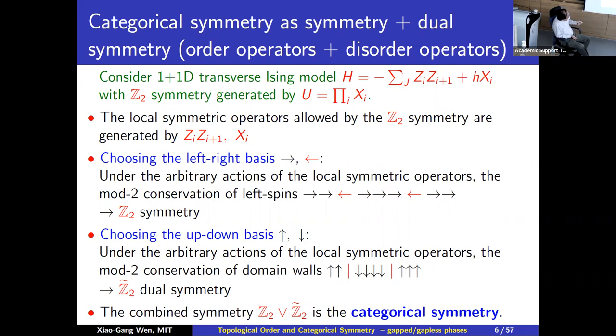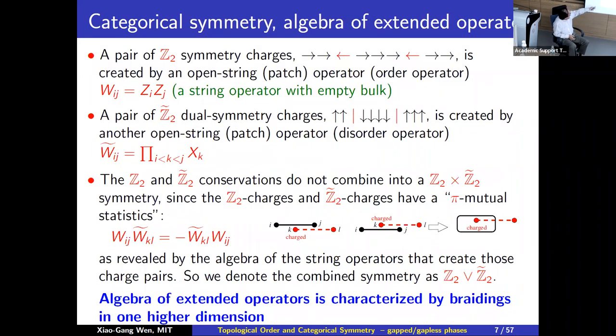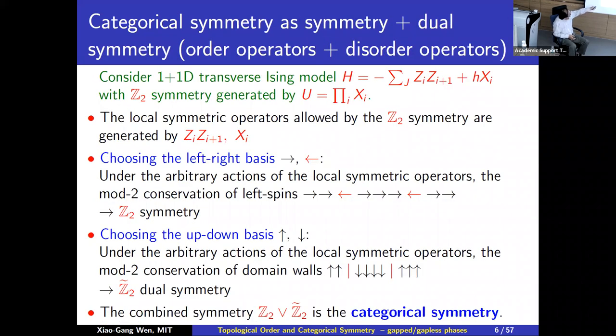Then we can also choose the up and down basis. In the up-down basis, we have domain walls. Then we use the domain wall as the excitation. We suddenly realize that the domain wall also has a Z2, mod 2 conservation. A single domain wall cannot disappear by itself. Two domain walls can disappear. So it's very similar to this left spin. There's a Z2 conservation for the left spin, and there's a Z2 conservation of the up-down domain wall. This Z2 mod 2 conservation is a Z2 symmetry, the ordinary one. And for the domain wall, the Z2 mod 2 conservation is a Z2 dual symmetry. We call that the dual symmetry.